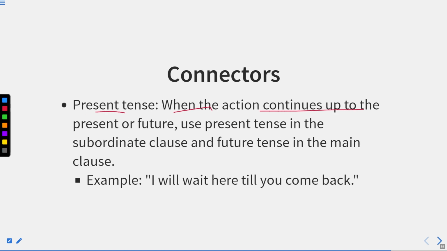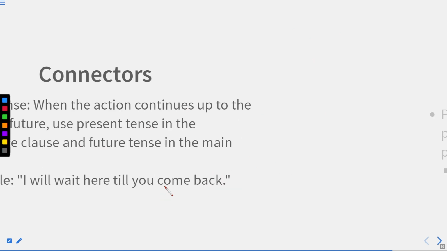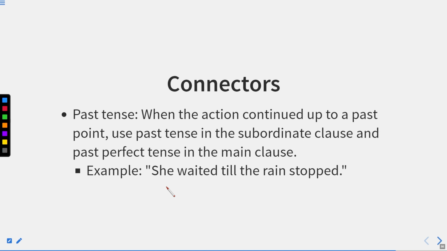Present tense. When the action continues up to the present or future, use present tense in the subordinate clause and future in the main clause. As I told you, in the subordinate clause we do not use future tense anyhow. Example, I will wait here till you come back. Now you can see after till I have written present indefinite, whereas in the remaining clause I have written future indefinite. So this should be the combination. We cannot use any modal in the subordinate clause of any kind.